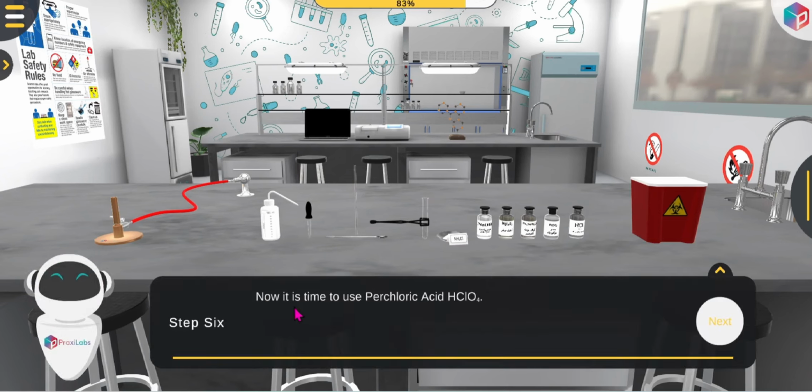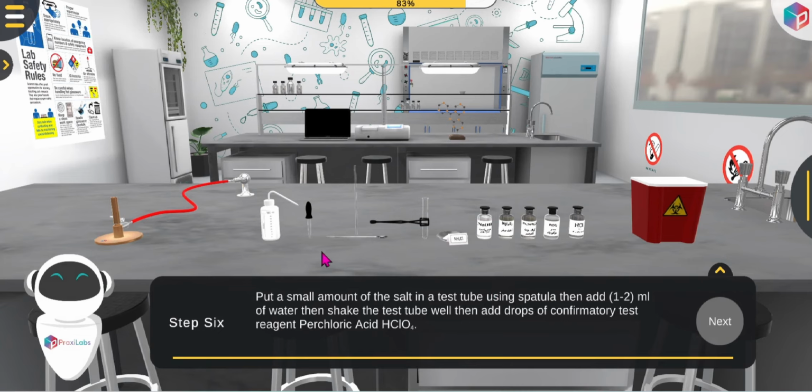Step 6. Put a small amount of salt in a test tube using spatula. Then add from 1 to 2 milliliters of water. Then shake the test tube well. Then add drops of confirmatory test reagent, perchloric acid.